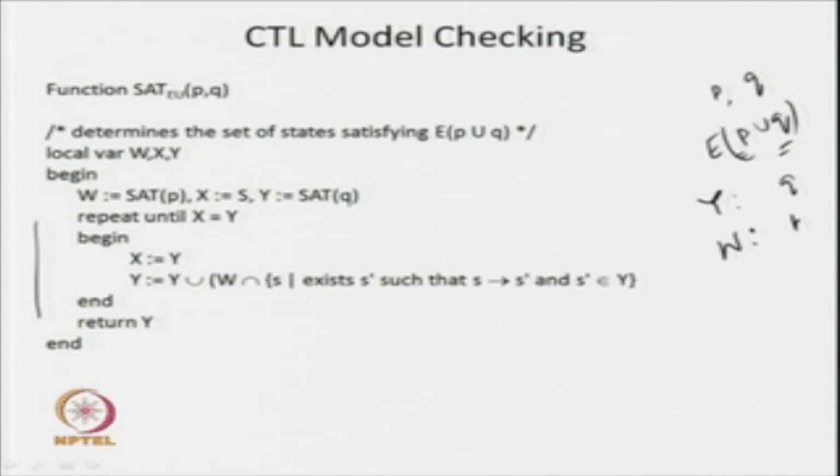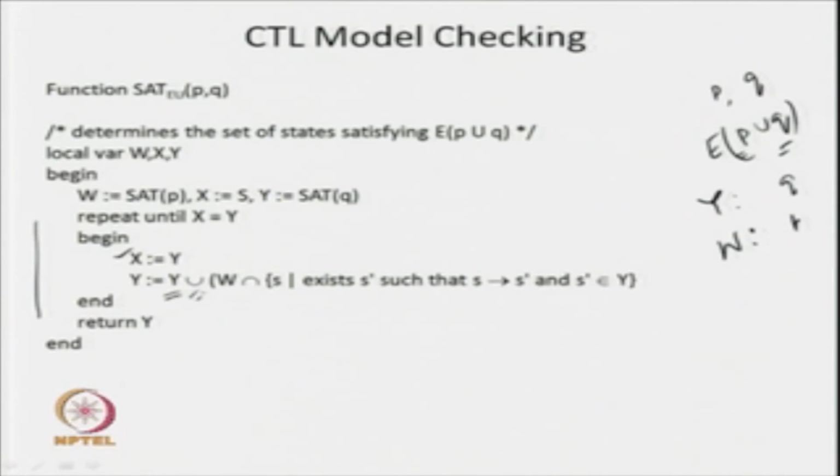Now, we are going to collect the states where it is true, and we are going to append them to Y. Since this is a set of states, we are going to keep the previous condition. So, in the set of states Y, E P until Q is true. We are just preserving this set of states in X. Now, X is assigned the states of Y. Now, we are going to append to this Y. How are we appending it? This is your Y union.